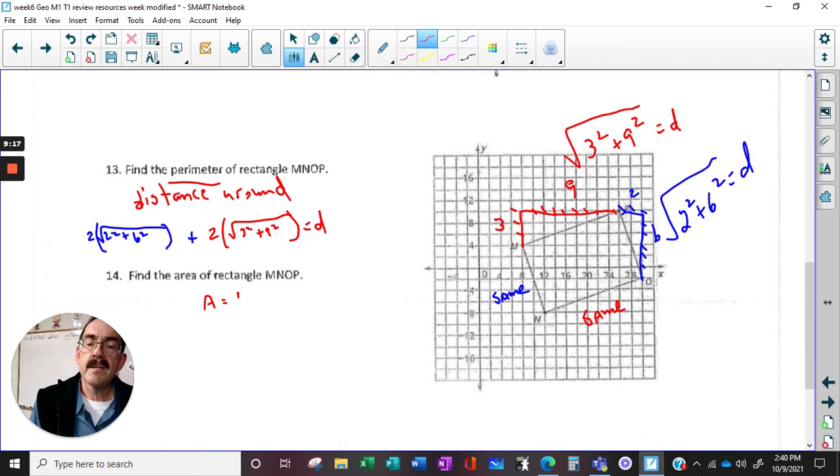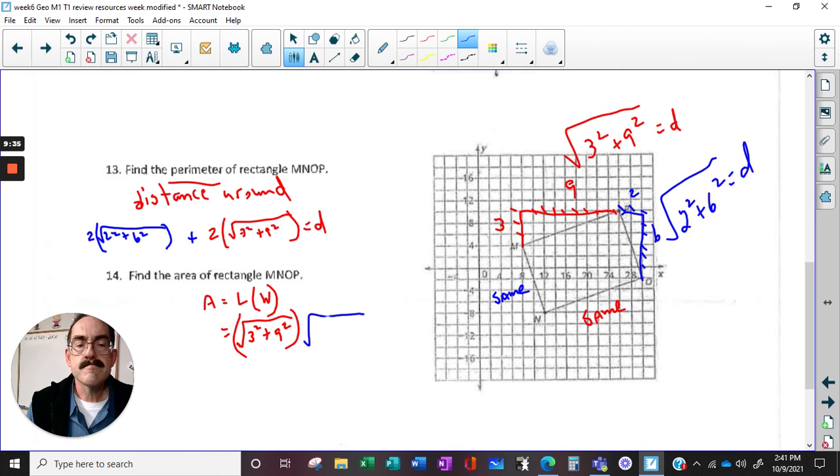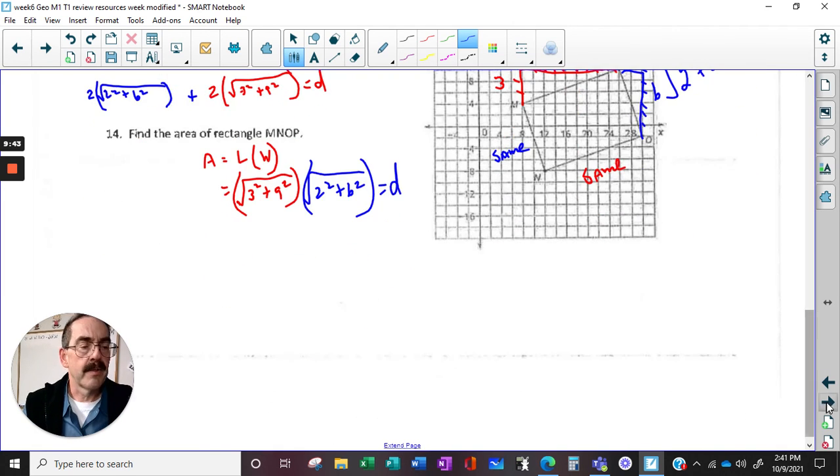Area is length times width. Well, the length, 3 squared plus 9 squared, times the width, 2 squared plus 6 squared. Okay. Alright, and you can do the math on those.